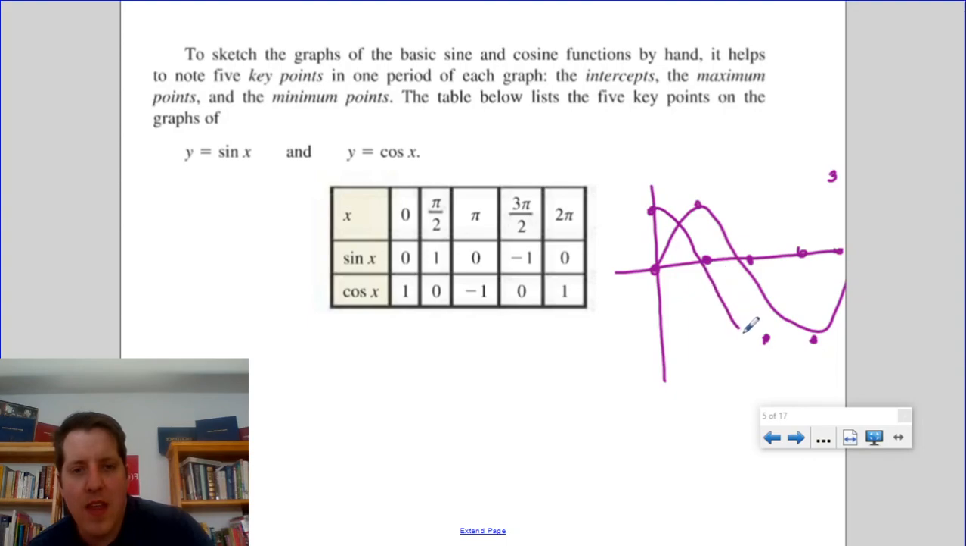I would say exactly the same thing, except I would say middle, high, middle, low, middle for the sine, instead of saying 0, 1, 0, negative 1, 0. Okay, so that's how we're going to think about it, just keying into those 5 points.